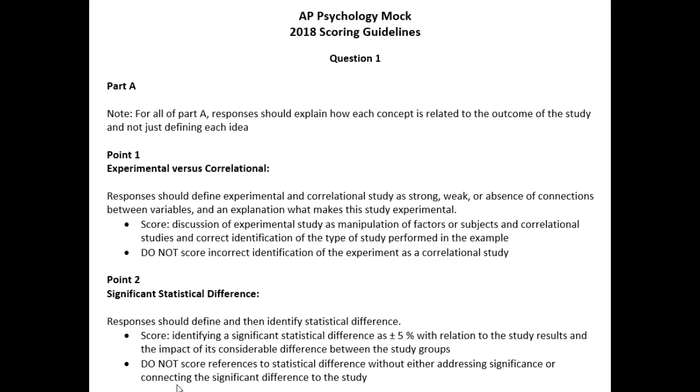If the student does discuss the experimental study and connects it back to the example, then they receive a point for this part. If they do not correctly discuss experimental and correlational study, or they don't connect back to the actual study mentioned in the example, they should not receive a point. Moving to point 2, significant statistical difference.